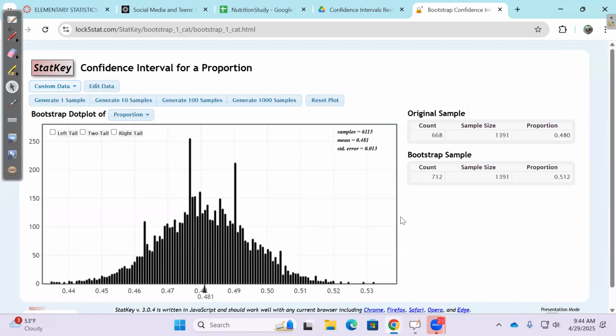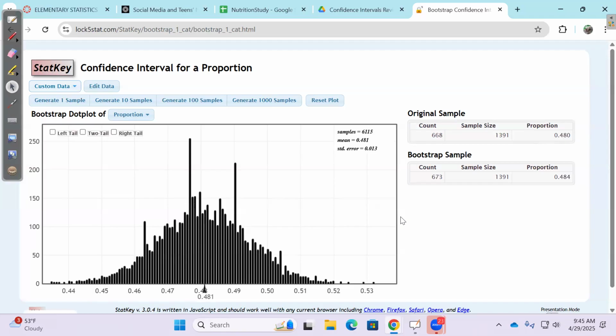6,115. It's saying the average value in this particular graph, so of all the proportions, it turns it into a central proportion. It says that's 0.481. That number there will always be similar to the original one, but not the same. My original proportion was 48%. The average of these 6,000 resamples is 48.1%, close.